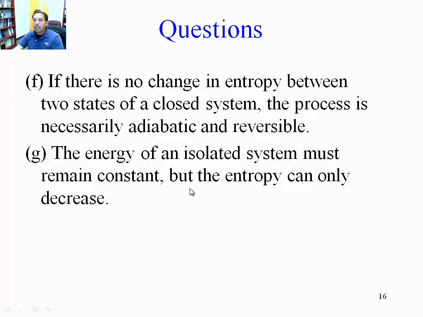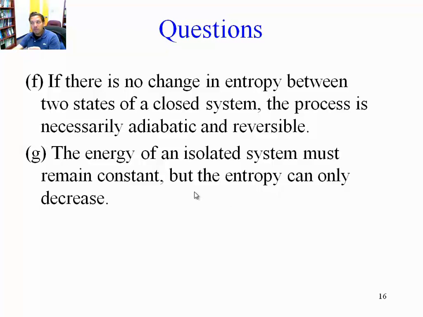And G, the energy of an isolated system must remain constant, but the entropy can only decrease. An isolated system means Q is 0 and W is 0. An isolated system, remember, is a system that doesn't experience heat transfer or work. Isolated, not insulated. Now in this case, if Q is 0 and W is 0, delta U is equal to 0. So the energy of a system remains constant. That's true. But the entropy cannot decrease. The entropy must increase or, at best, remain constant.